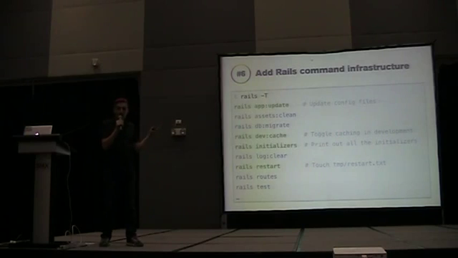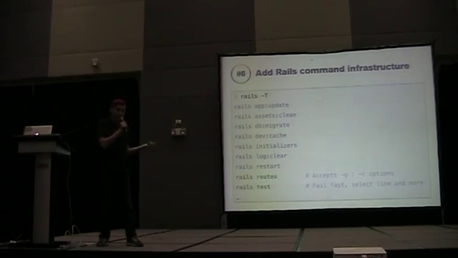Rails dev cache is basically lets you turn on and off caching while developing, so you don't have to go and edit your configuration files and then revert them, and then initializers and restart. So there are new ones, and also some of the existing tasks have been improved.